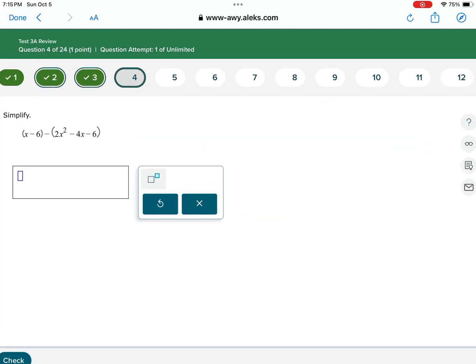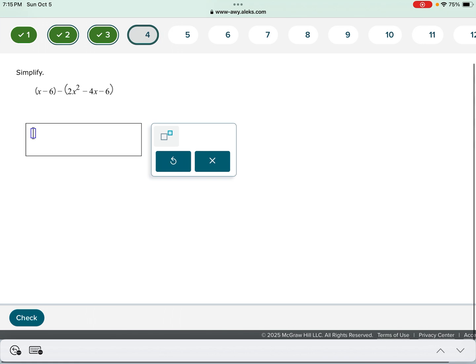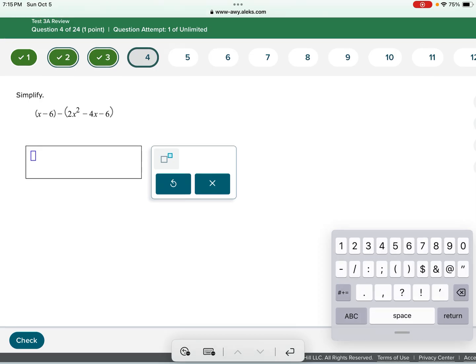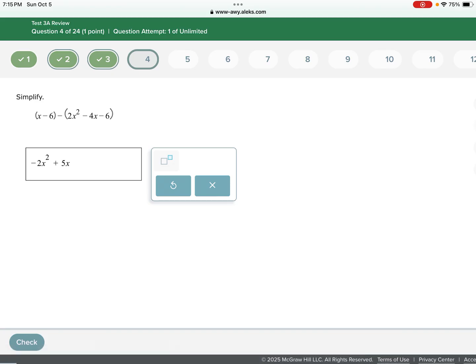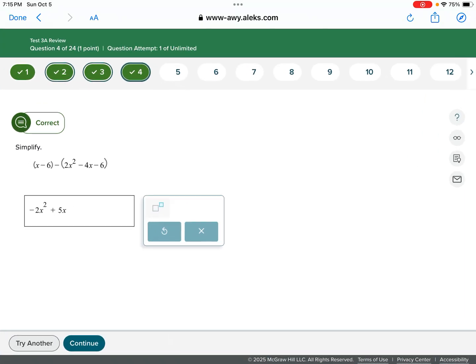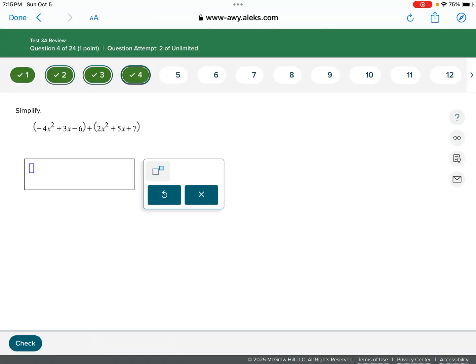Let's see if this will work. This is not an Alex question. This is actually a question that has been generated by someone who made this. So I hope that this will work. So negative 2x squared, and then plus 5x. I'm kind of worried about the formatting, but yeah, we're good. Maybe it's not. No, this is definitely Alex generated.